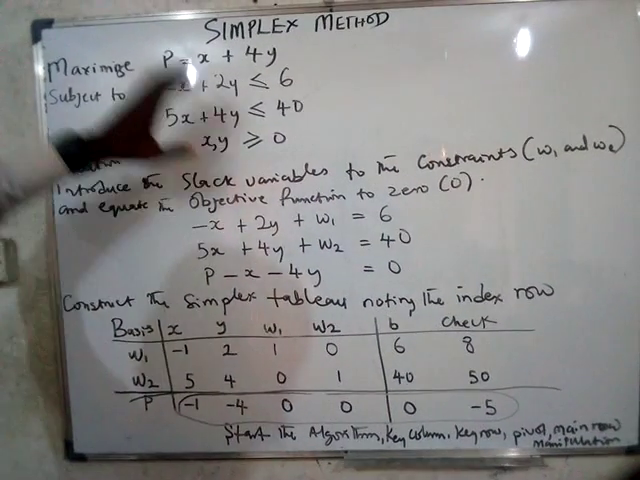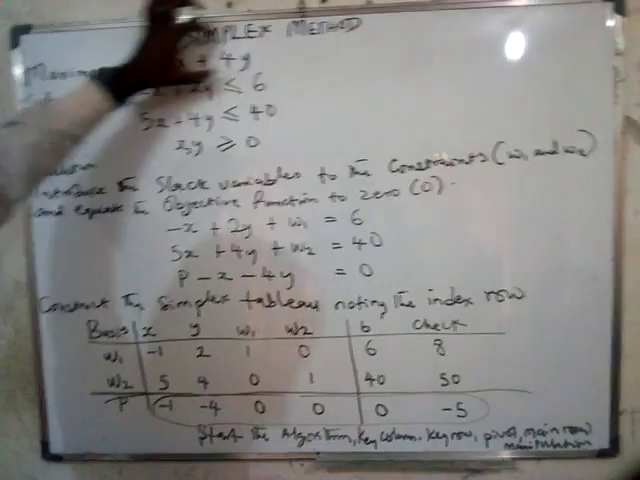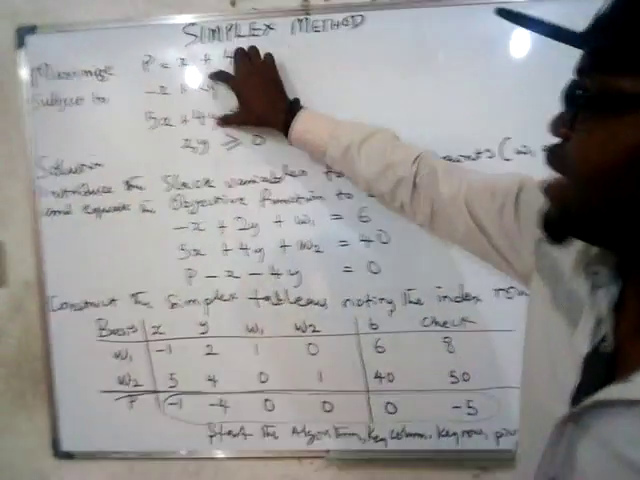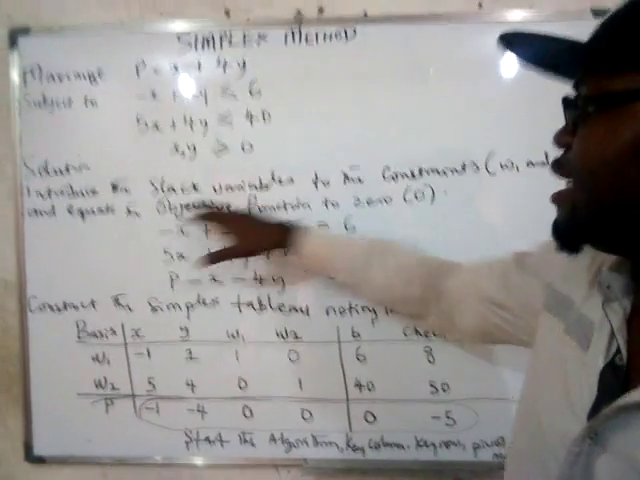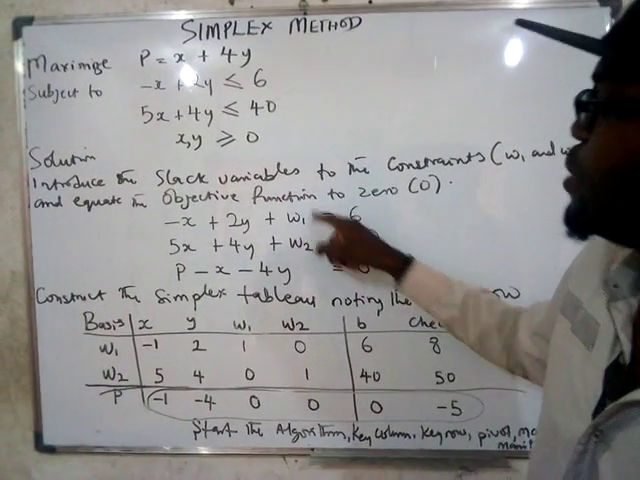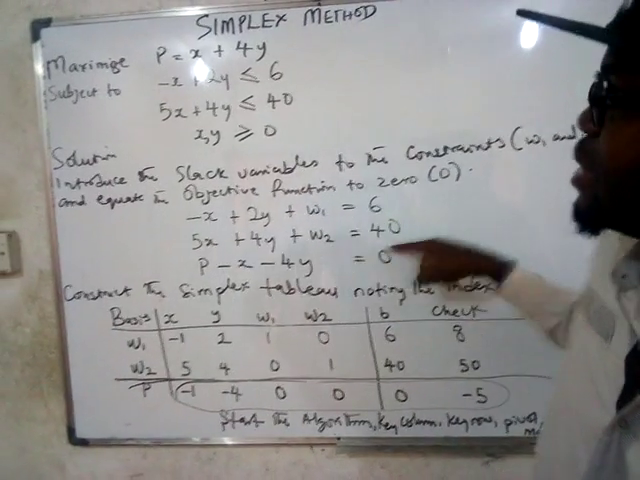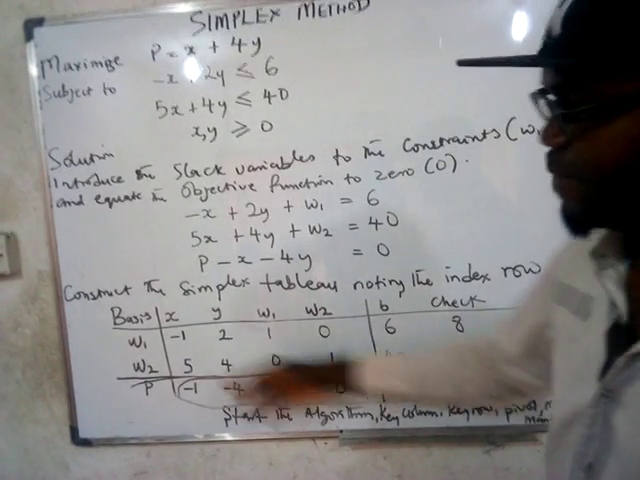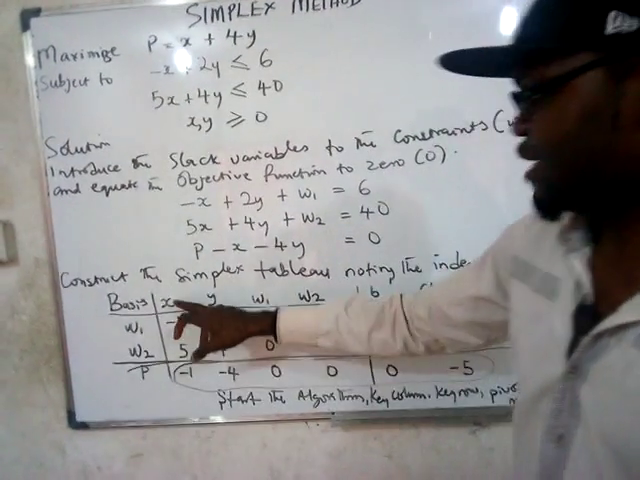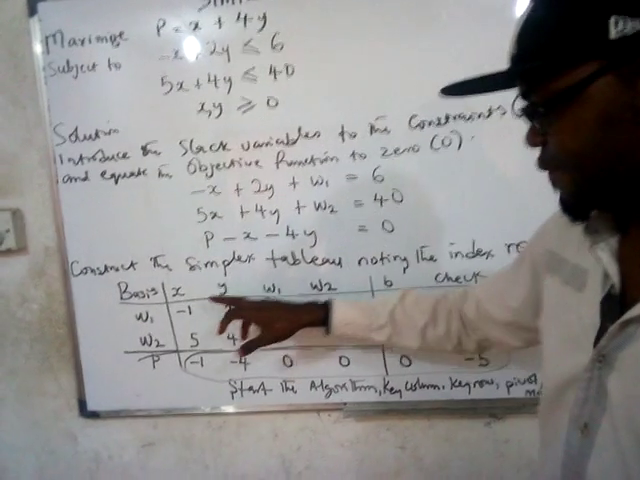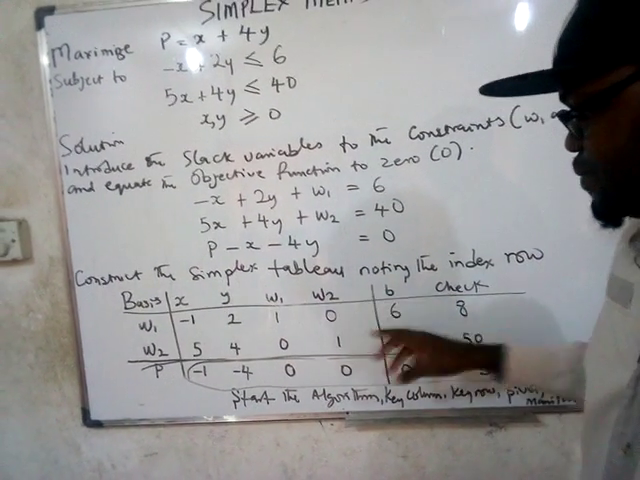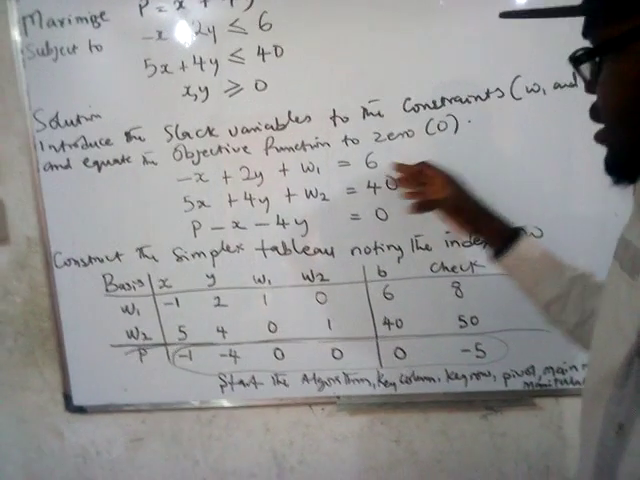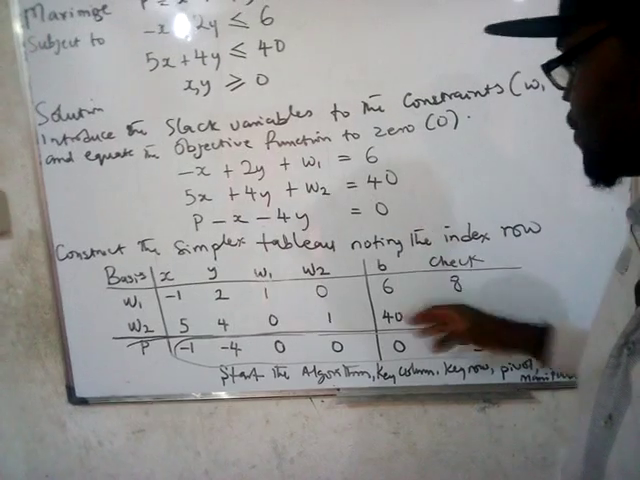So first of all, note this. You're given the problem, the objective function, together with the constraints. Forget about this last one. These are the major constraints that you're using. Introduce slack variables w1, w2 to the constraints. Equate the objective function to 0. Construct your simplex tableau by writing w1, w2 here, and other variables x, y, w1, w2. B contains what is on the right-hand side of the equal sign.